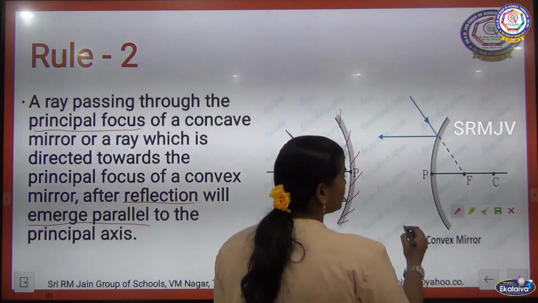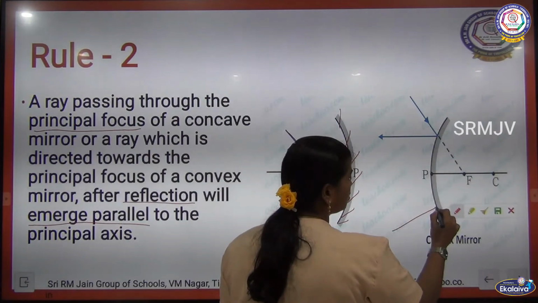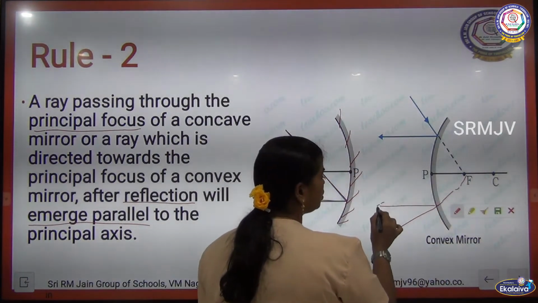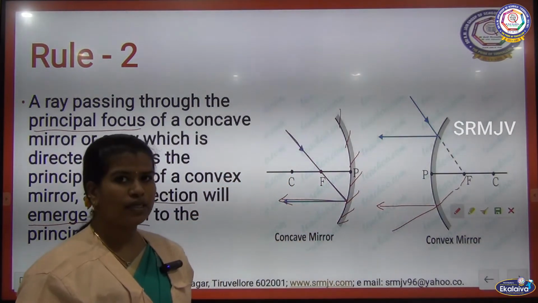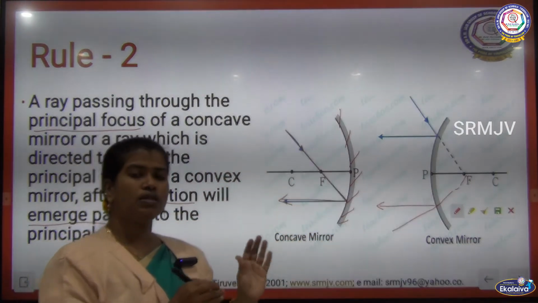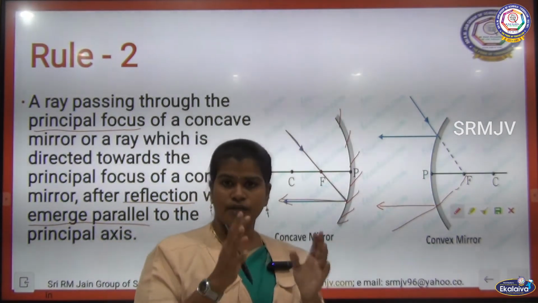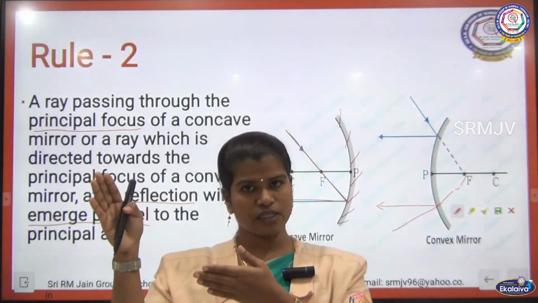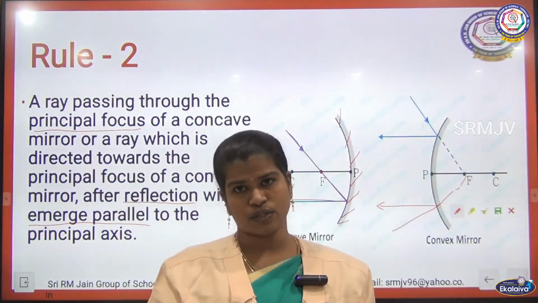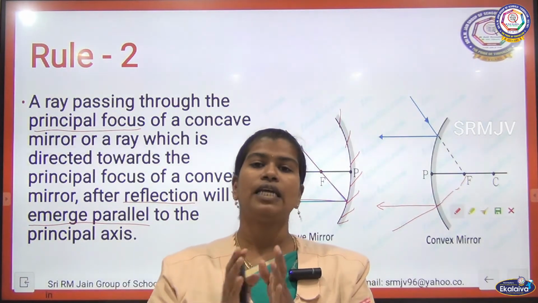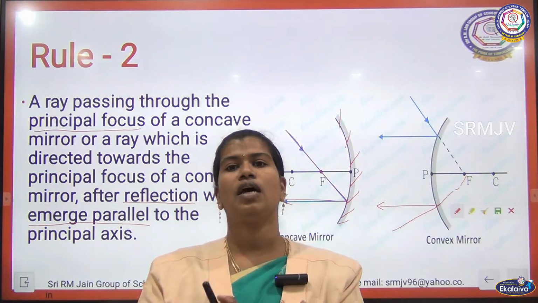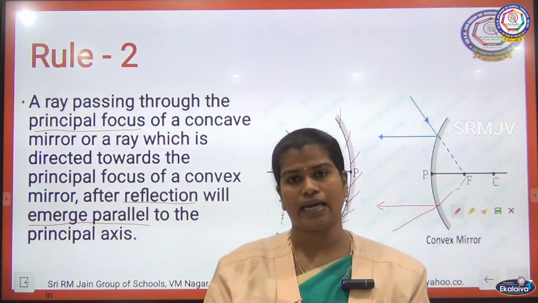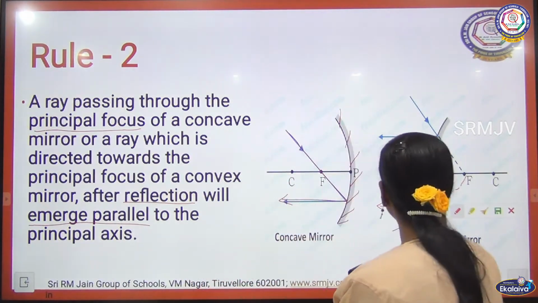A ray directed towards the focus, after reflection it will emerge out parallel to the principal axis. So this rule is vice versa of the first rule. First rule states that a ray parallel to the principal axis after reflection should pass through the focus, and rule 2 states that if the ray passes through the focus after reflection it will emerge out parallel to the principal axis. Now we'll move on to the rule 3.